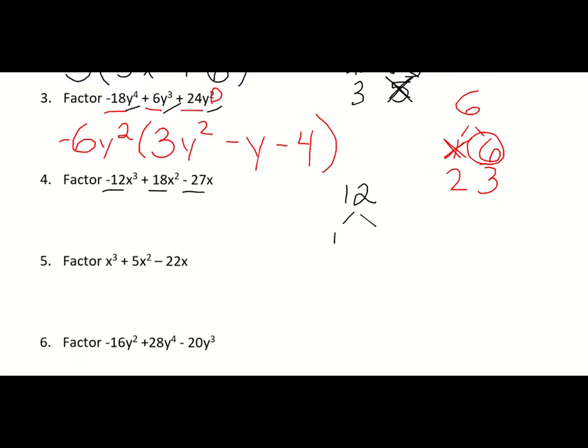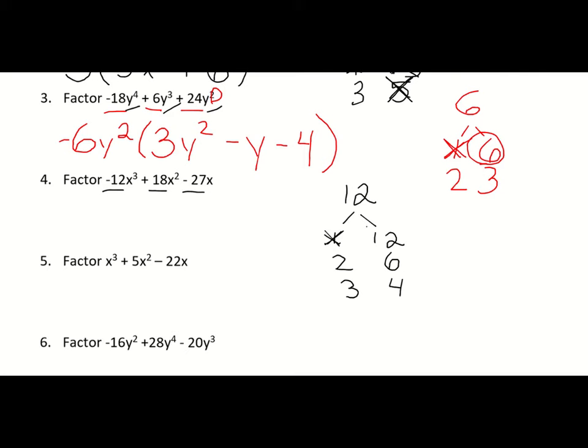So 12 would be 1 and 12, 2 and 6, 3 and 4. Again, I'm not going to worry if it has a GCF of 1 because factoring out a 1 is not going to change the original problem. I'm first going to start with the highest number and see if 12 goes into my other numbers.